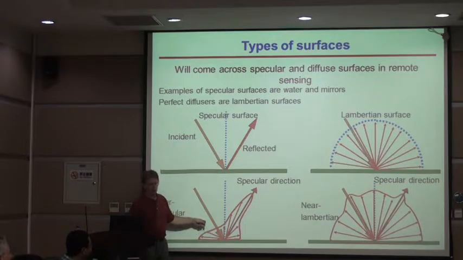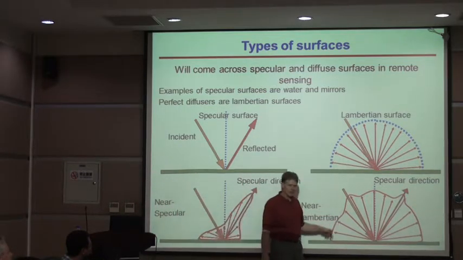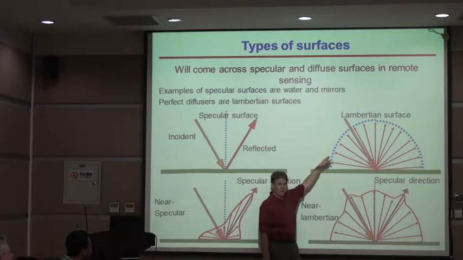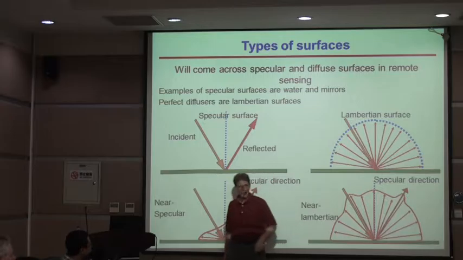Near specular, like water: waves and ripples, and you get a little bit of light going off in some other directions besides the specular direction. And near Lambertian. So I'm going to assume that I have Lambertian surfaces, but everything I have is really near Lambertian at these test sites.